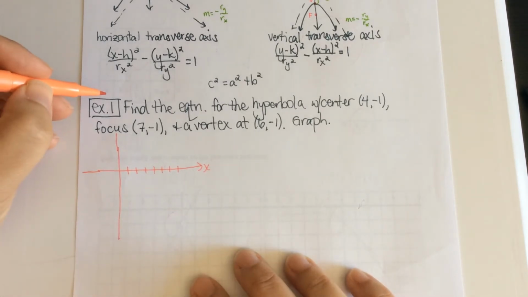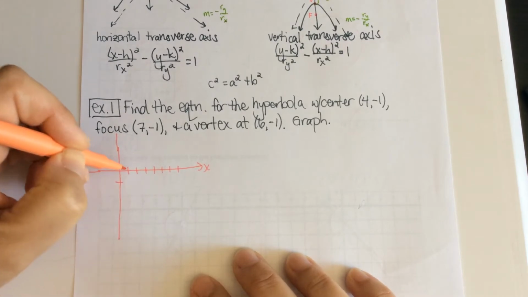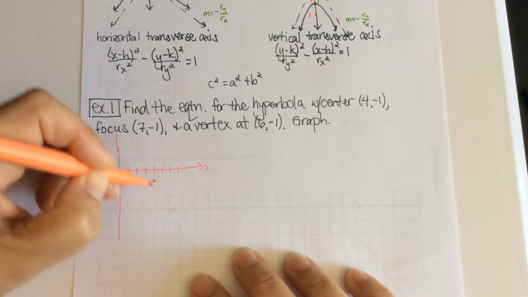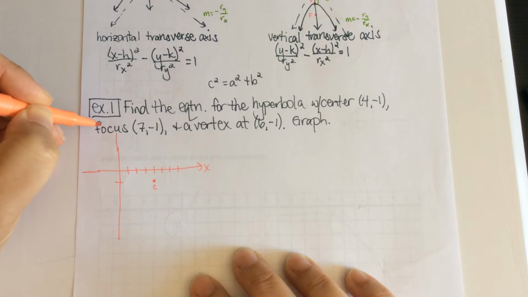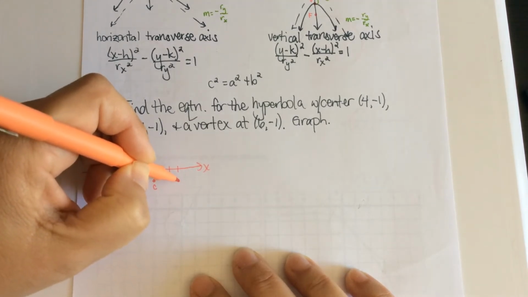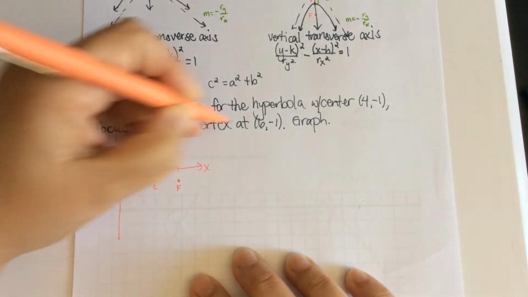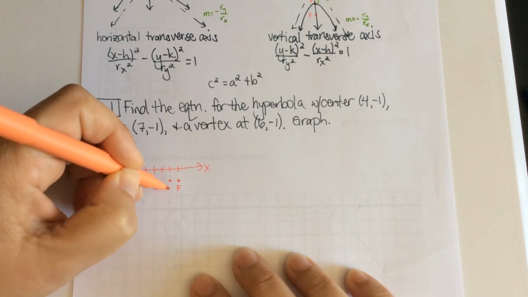Okay. So the center is at (4, -1). 1, 2, 3, 4, -1. I'm going to label that. There's one focus at (7, -1), and there's one vertex at (6, -1).